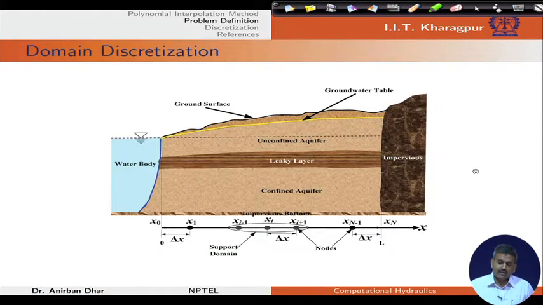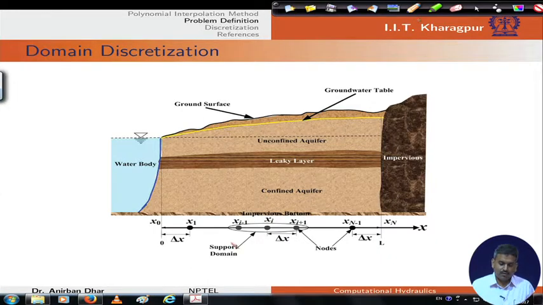The domain discretization: within this straight line starting from 0 to L, we can generate number of points x 1, x I, x minus I, x plus I, x n, these nodal points. Now, we can use these nodal points for our calculation. Let us say that for x I, this is our support domain. So, we have x I minus 1 and x I plus 1 within the support domain.